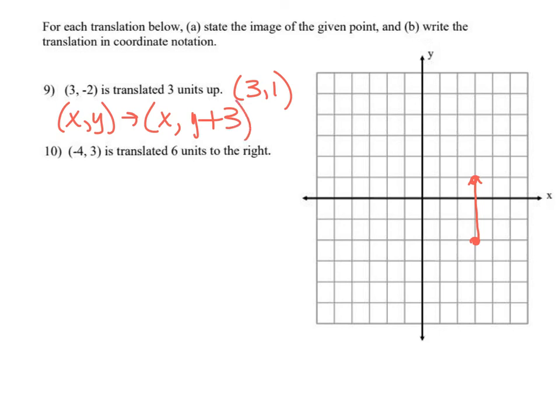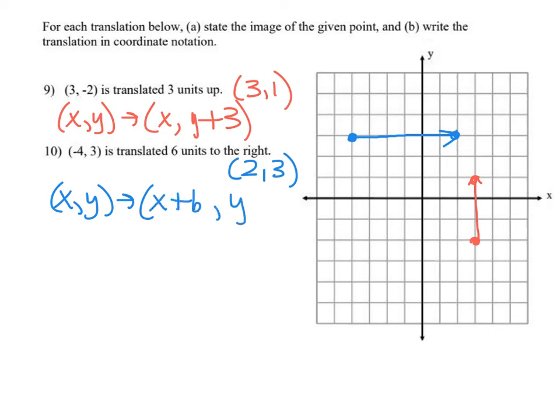In number 10, we're starting at negative 4, 3. And this point is just translating 6 units to the right. Which puts us at the point 2, 3. And so, since this one is just a horizontal translation, the only coordinate that's going to get affected is the x-coordinate. And moving to the right means we would be adding 6 to the x-coordinate. The y-coordinate remains the same.